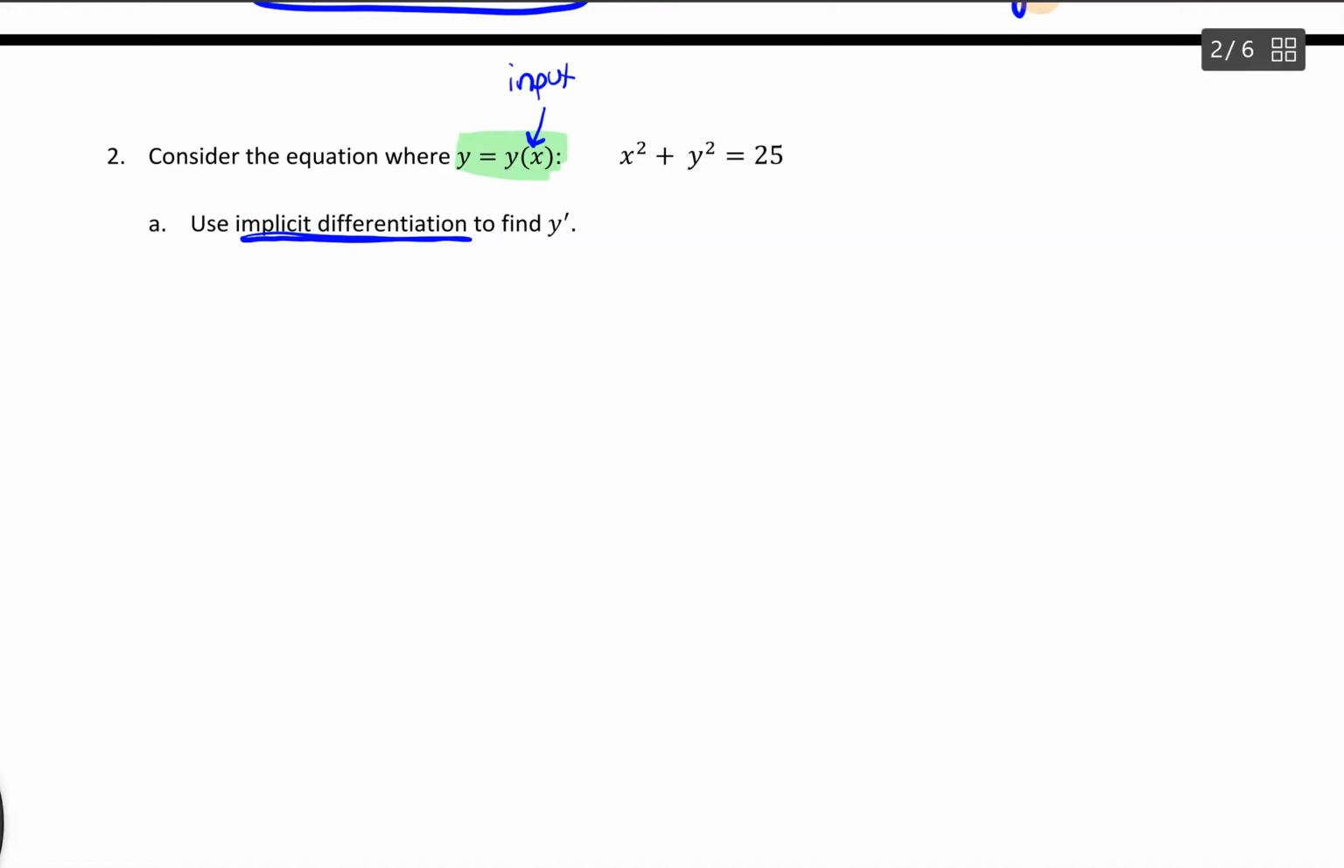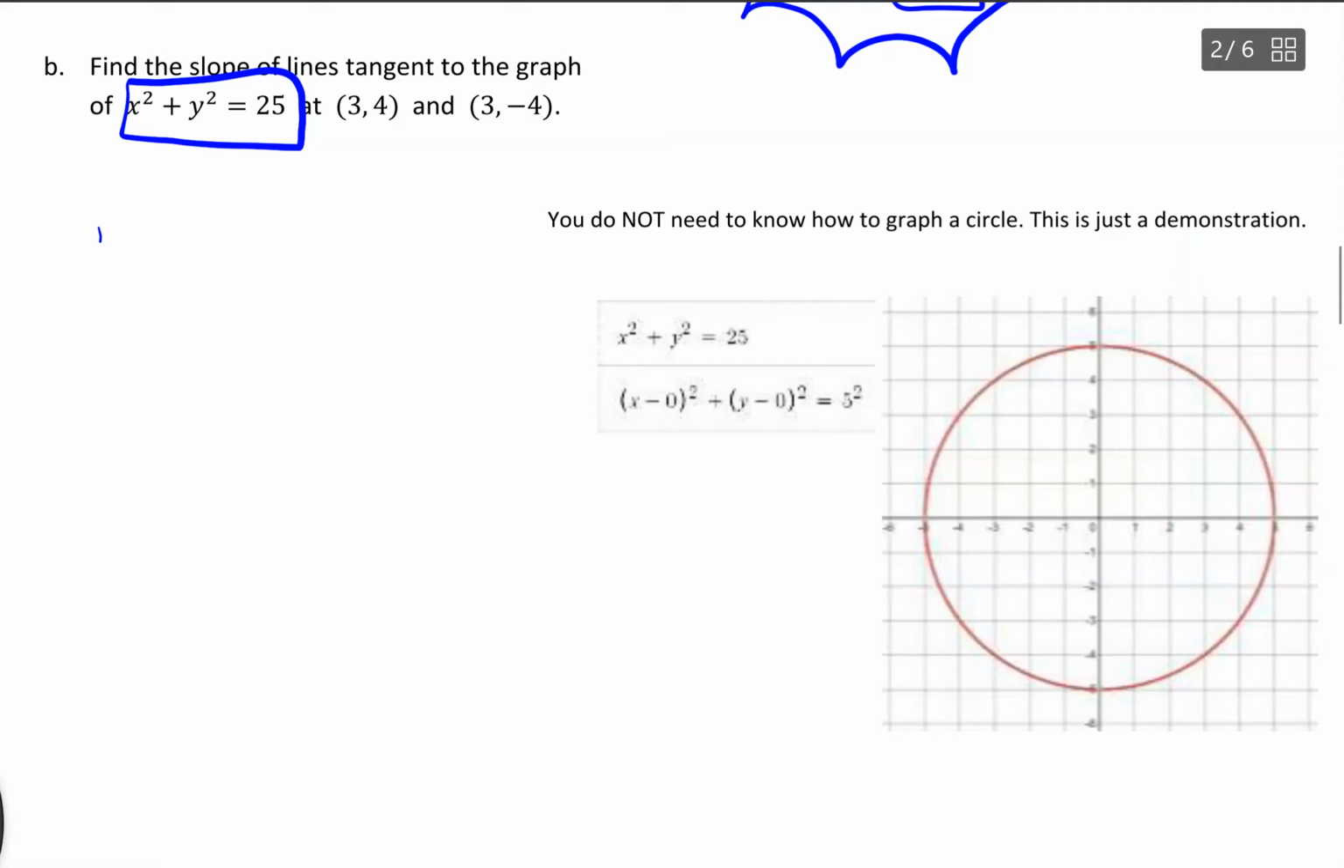This is extra info. You don't need to know this, but a circle is definitely not a function because it fails the vertical line test. If I put a vertical line through a circle, it crosses at more than 1 point, so it's not a function. Okay, but what that derivative does, my y prime was negative x over y.